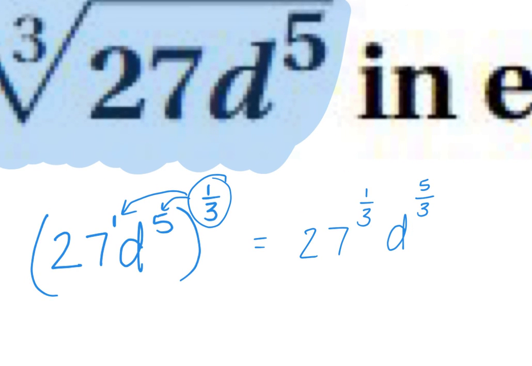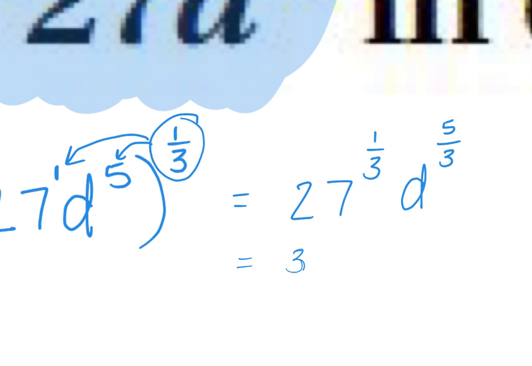Now hold on. Do we know what 27 to the 1/3 is? What is it? 3. So this is 3d to the 5 over 3. Why can't we simplify d to the 5 over 3? Carlos? Exactly. d is a variable. We don't know what d is. So we're just going to leave it as d to the 5 over 3.